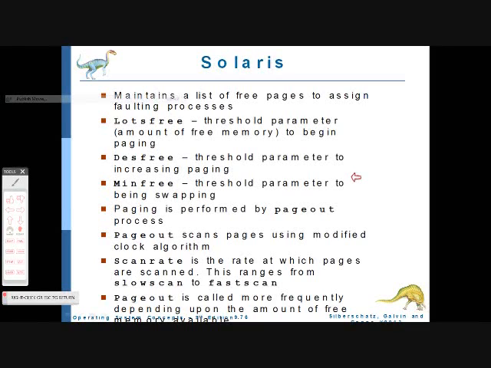If the number of free pages moves below min free, then every time there is a page fault, there has to be a page out afterwards. Paging is performed by, as I have said, the page out process. And page out scans pages using a modified clock algorithm. Because it is a modified clock algorithm, it implements two clock hands. The first hand scans the pages of every process in order to set all reference bits to 0.